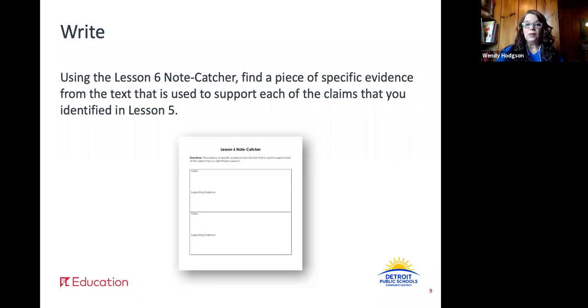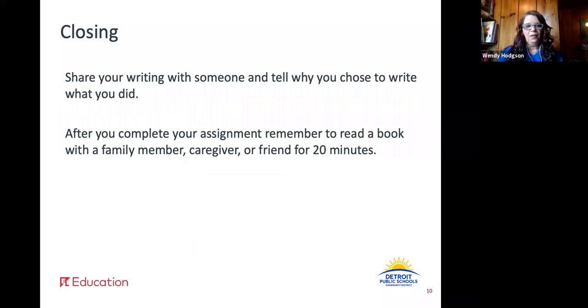And you're going to use this work at the end with lesson 9 when we're done reading Bee Blight. And you're going to be writing something even more significant using what you've done today. You should share your writing with someone and tell them why you chose to write what you did.